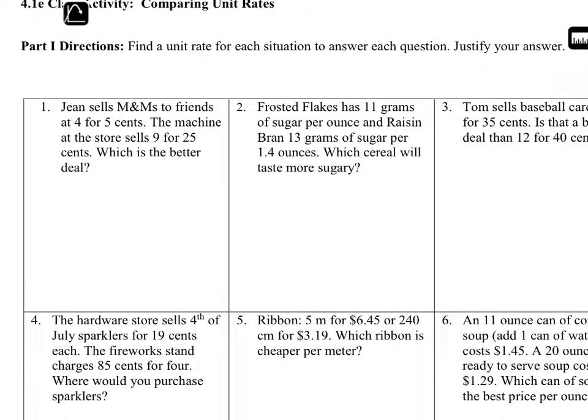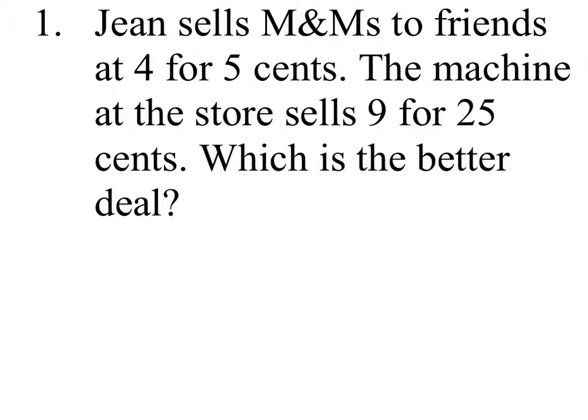All right, find a unit rate for each situation to answer the question. So let's figure out the unit rates for these. Gene sells M&Ms to friends at 4 for 5 cents, but the machine at the store sells 9 for 25 cents. Which is the better deal? Well, let's figure out the unit rate. So Gene, for example, write it down. Gene is selling 4 M&Ms for 5 cents.